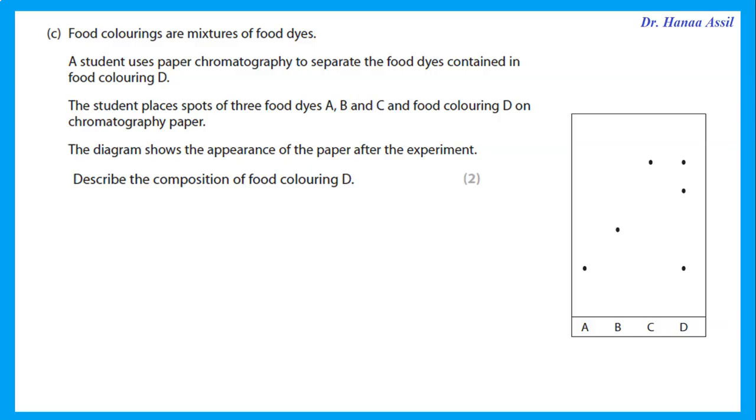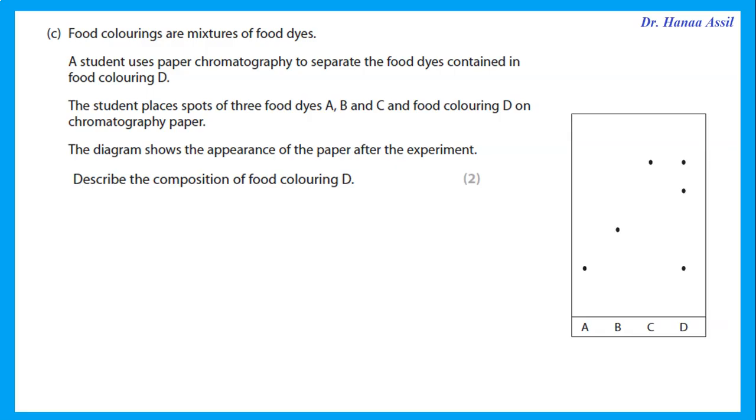Food colorings are mixtures of food dyes. A student uses paper chromatography to separate the food dyes contained in food coloring D. The student places spots of 3 food dyes, A, B, and C, and food coloring D on chromatography paper. The diagram shows the appearance of the paper after the experiment. Describe the composition of D.